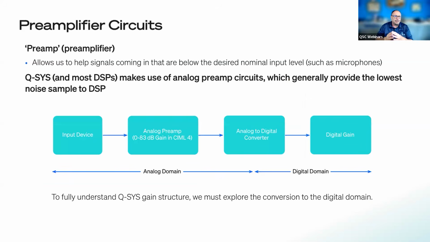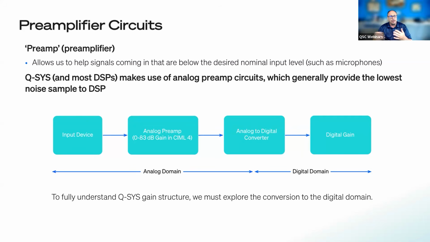Well, let's start talking about that. The preamp is on the input circuitry into Q-SYS. This is where we have to take the signal that's coming in and increase its gain so that it matches all the other signals coming into the system, right? So in this case, it allows us to adjust those levels, or turn down those levels if they're too hot. So we have that ability to do that.